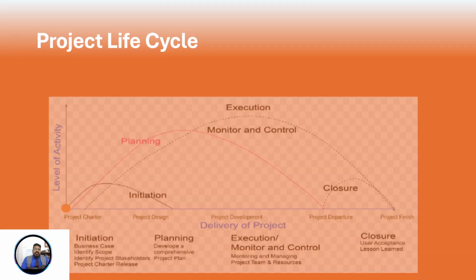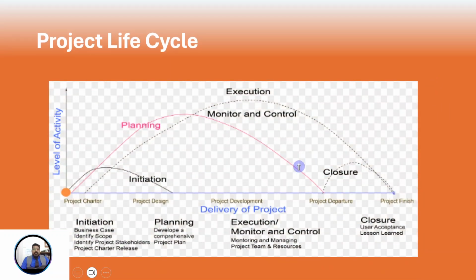Project life cycle. I think we have discussed it right from the beginning. You have the initiation phase, then comes planning. The third phase is monitoring and control, and the last is closure. The level of activity at initiation is low, planning is a little more, in monitoring and controlling and execution the level of activity is highest, and in closure the level of activity is low again.